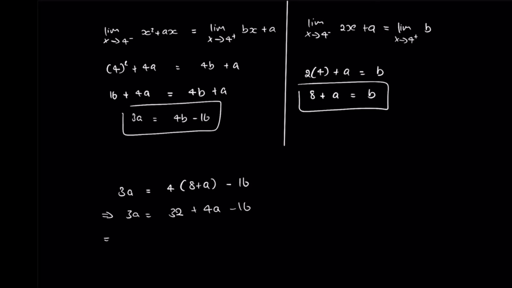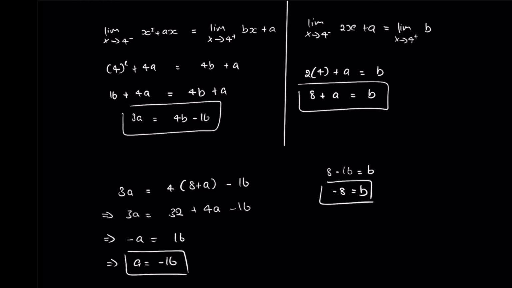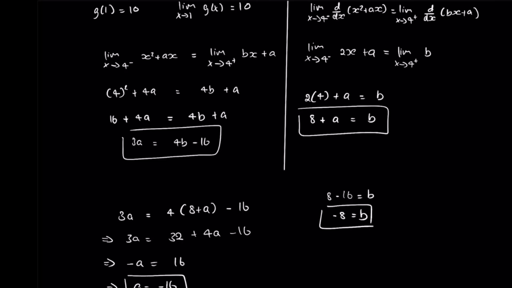Now to simplify this, we just take the 4a to the other side. So 3a minus 4a, we get negative a, sorry. And 32 minus 16 is just 16. So we have that a is minus 16. Now we know the value of a. We can substitute back into the second equation we got to get the value of b. So we know 8 minus 16 equals b. So this is minus 8 equals b. And now we're done since we found the values of a and b.